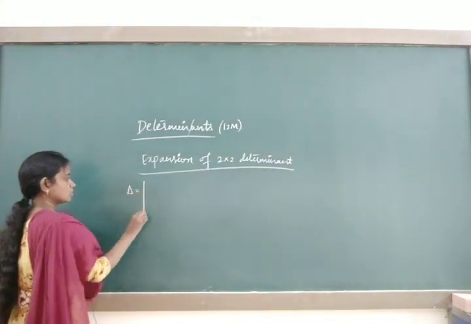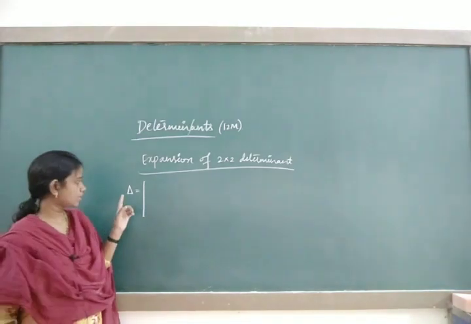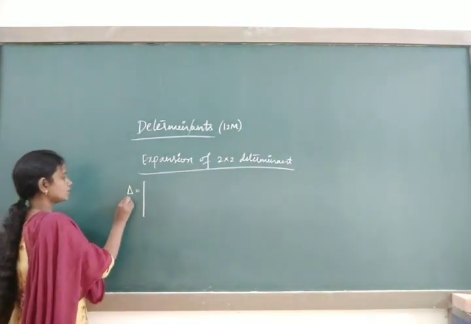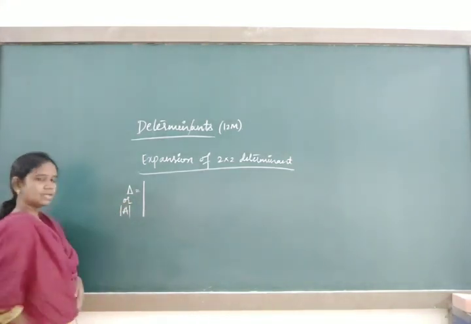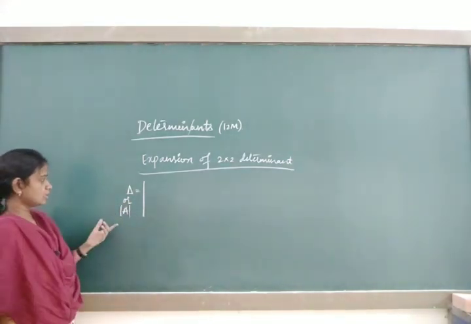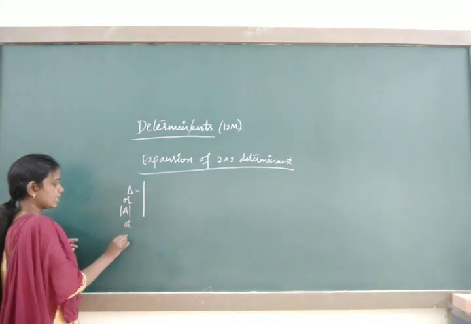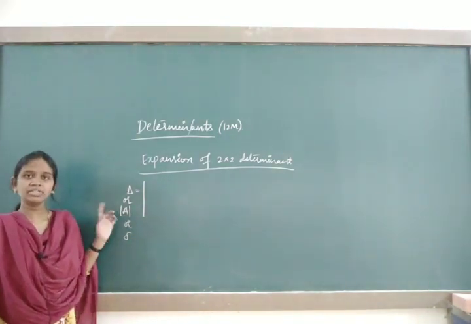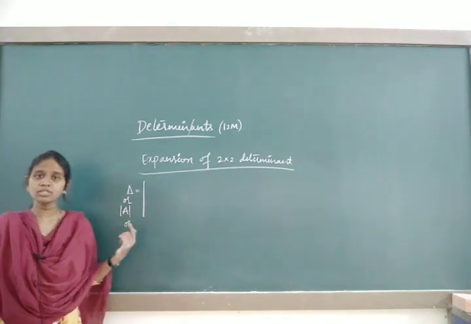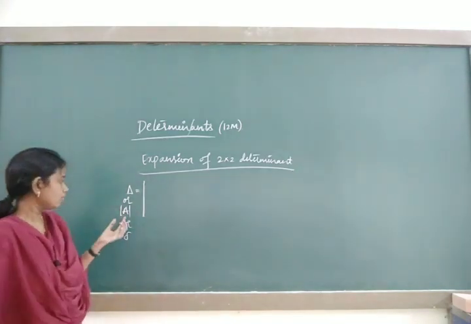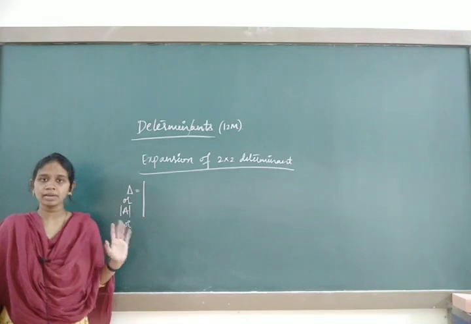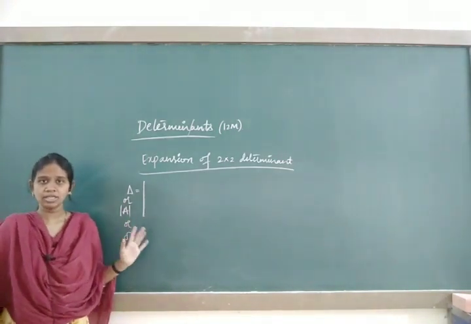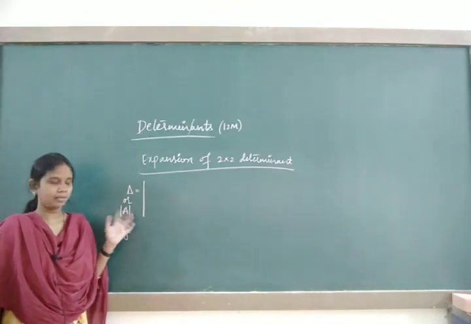A determinant can be written as delta, or it can also be written as determinant A, or like this, delta. This bar A doesn't mean modulus. Modulus will always have a positive value. This is nothing but a representation of a determinant. It's not modulus A, it's under the bar A.